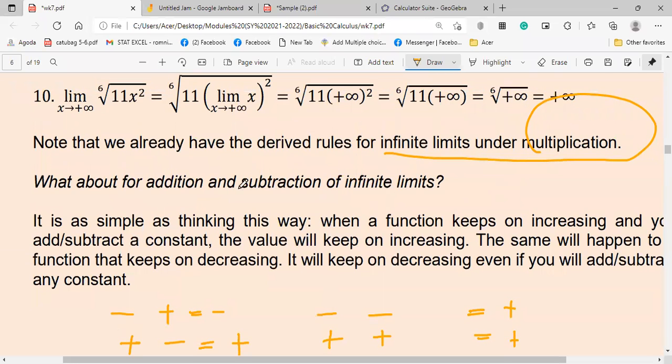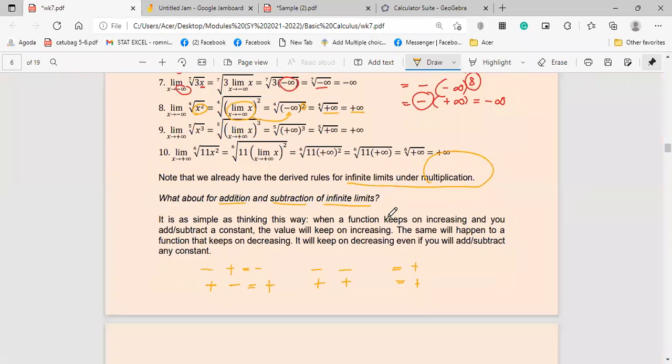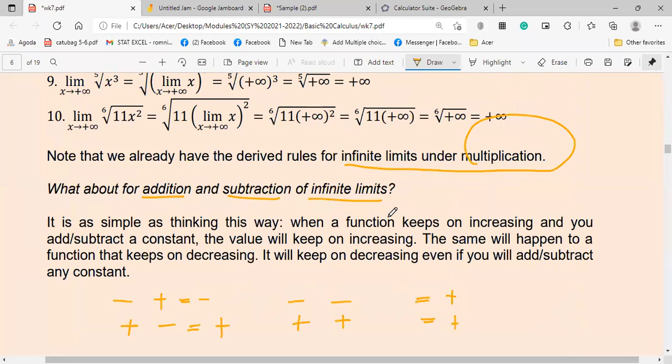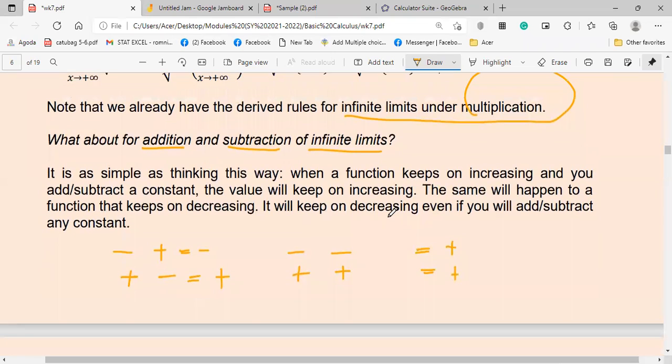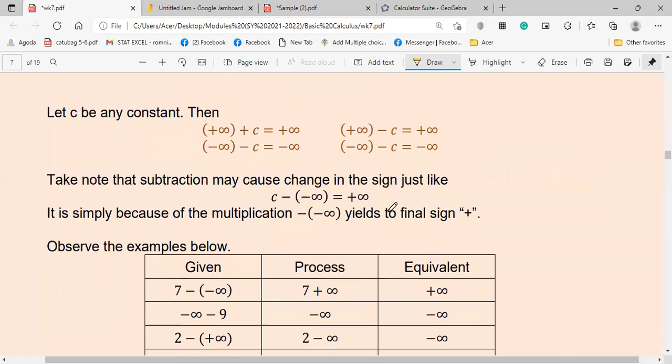Pero ang tanong dito, what about for addition and subtraction of infinite limits? Okay? Ang nami-misinterpret madalas ay itong si addition at subtraction of infinite limits. Ang sayang pag-aralan ng multiplication of limits, infinite limits, dahil pina-follow mo lang ang rule ng multiplication pagdating sa final signs. Si addition at subtraction ay kailangan nating kilalanin. So let's get to know them.